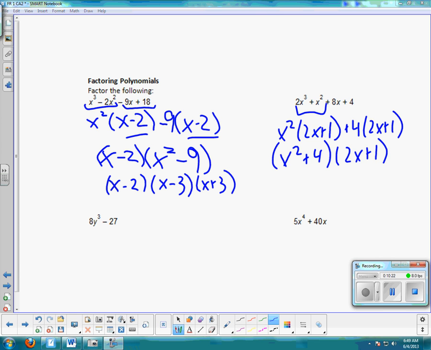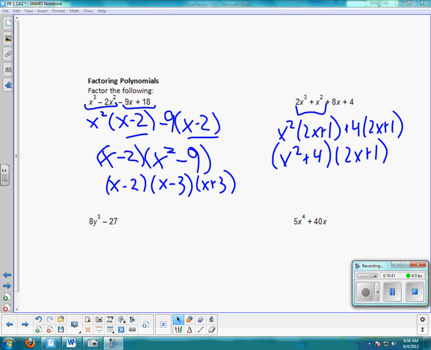Okay, there you go. There's the answer. And don't be tempted from this second one to go ahead and factor x squared plus 4 any further. It's a sum of squares, and there's no special rule for a sum of squares, so we can't factor that.